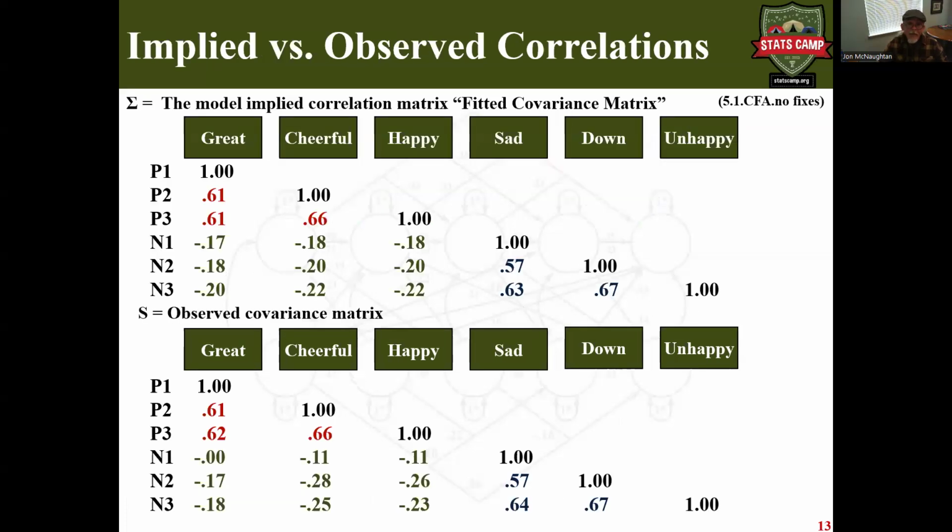So lastly, here we get the implied versus observed correlation matrix. So we have sigma up top, which is the model implied matrix that I derive by using all of the, going up, hitting my finger on a box, going up a loading, over and down again. This gives me the model implied relationships. Then we have this matrix S, the observed covariance matrix.